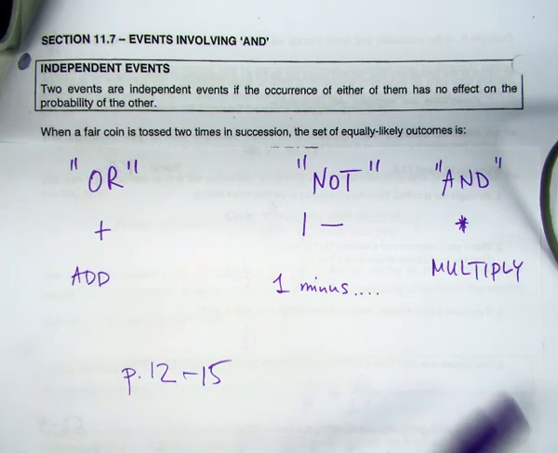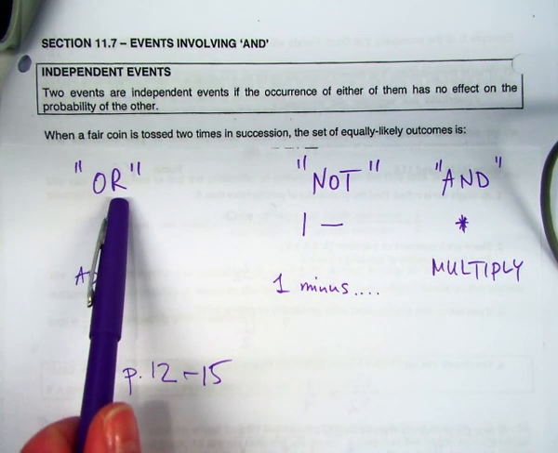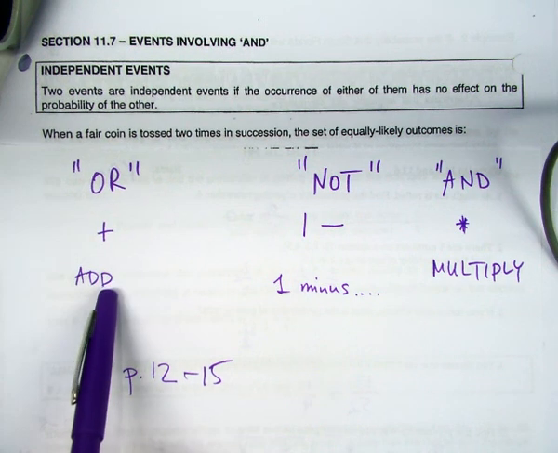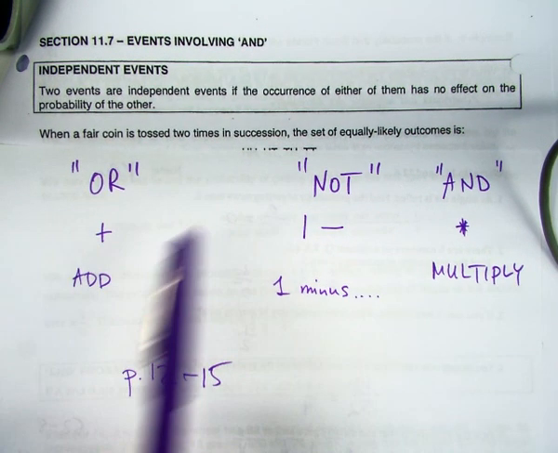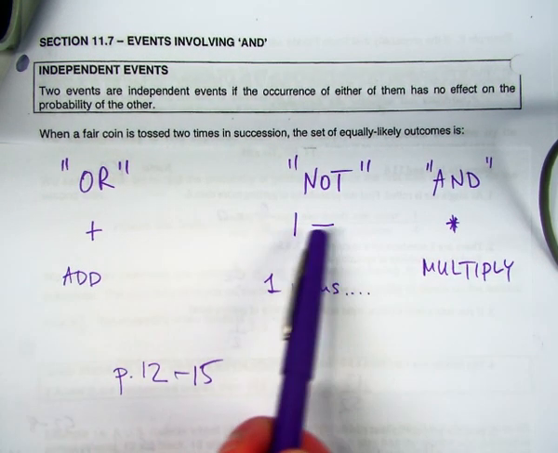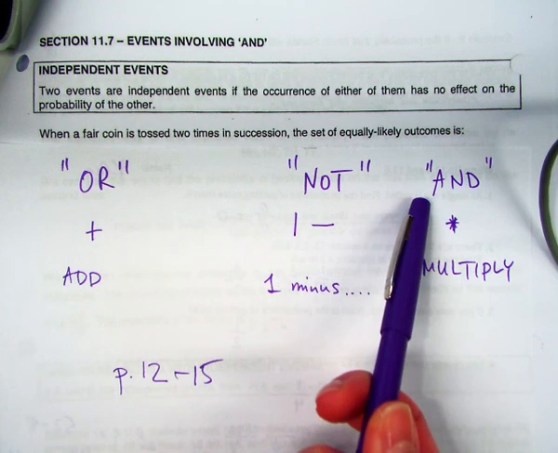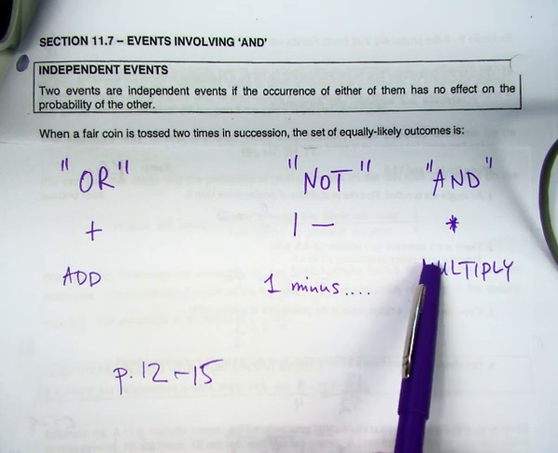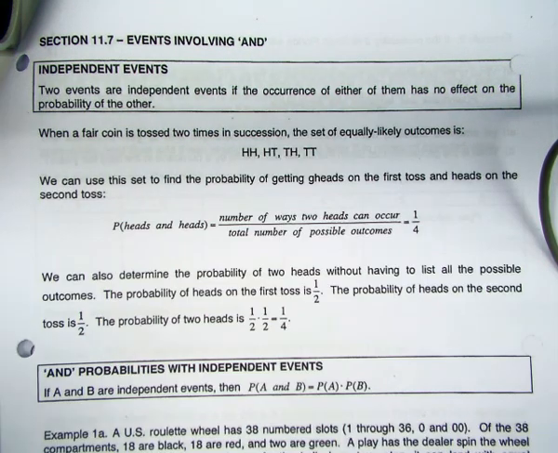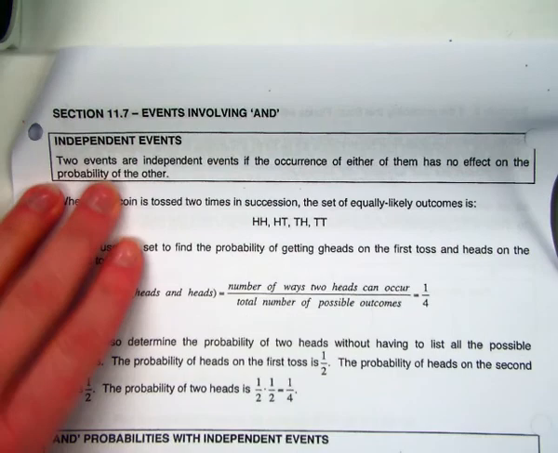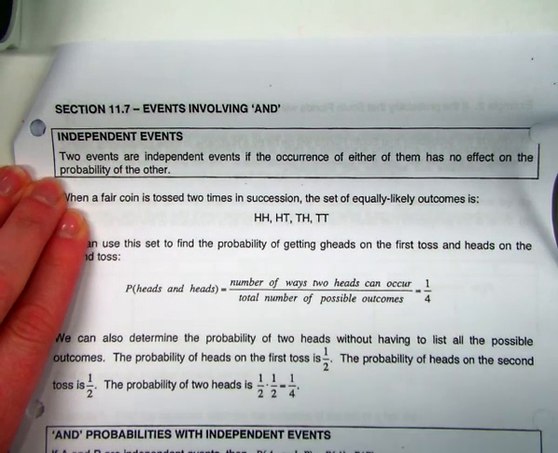All right, so on Friday we talked about the OR probability. That means you're adding the two separate probabilities. For NOT, you're doing 1 minus, and for AND, the rule is going to be to multiply the two probabilities. So for example, this works for independent events.